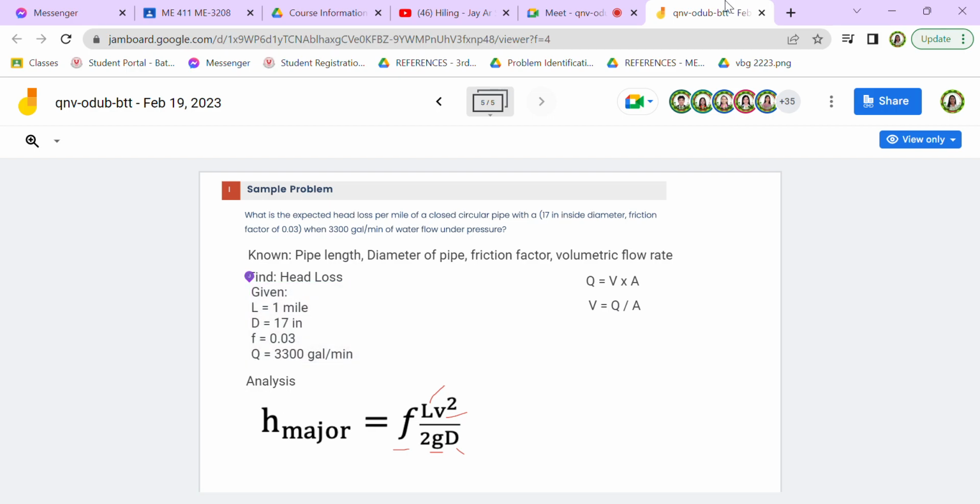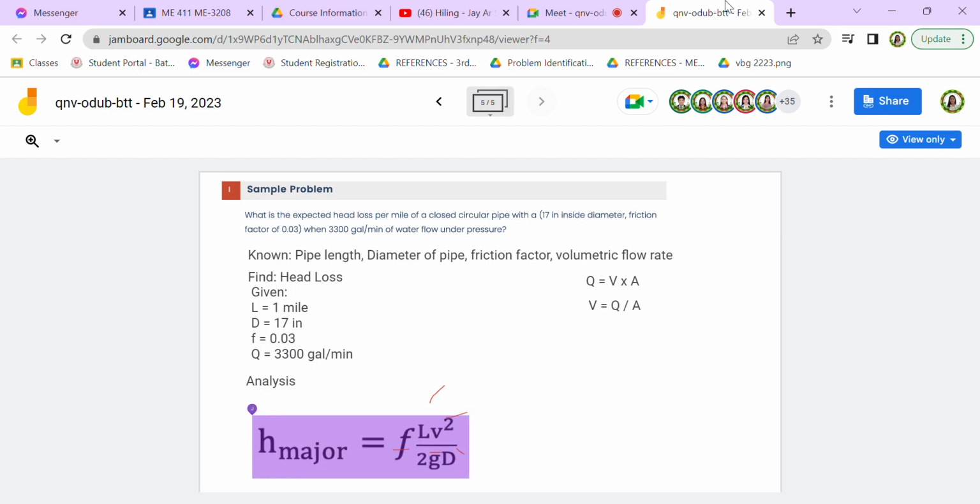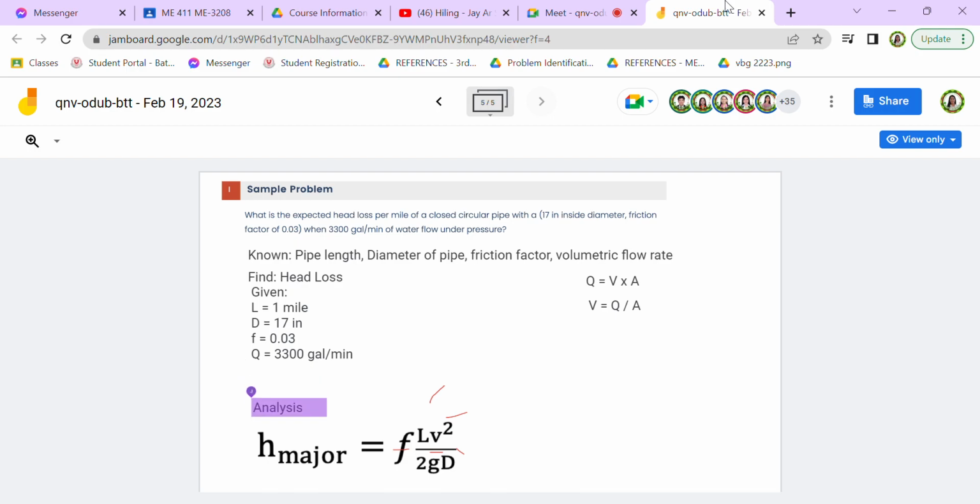Since we will use English units, let's also put the volume flow rate here. The acceleration due to gravity will be in English unit, equivalent to 32.2 feet per second squared. Remember that, guys: for metric units, acceleration due to gravity is 9.81 meters per second squared, but for English units it will be 32.2 feet per second squared.